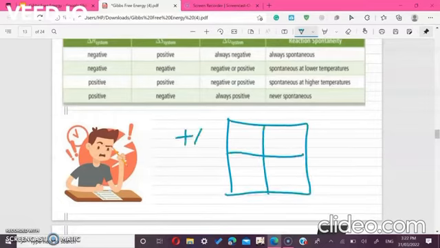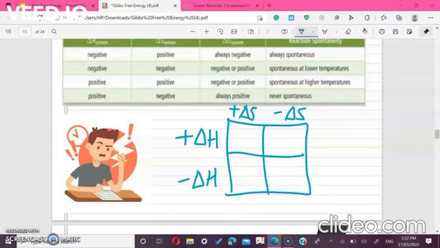Here is positive delta H. Here is negative delta H. Here is positive delta S. And here is negative delta S. Now, this figure will help us to relate delta H with delta S, depending on the sign. If delta H is positive and delta S is negative, here we have a non-spontaneous reaction. But if delta H is negative and delta S is positive, we have a spontaneous reaction.